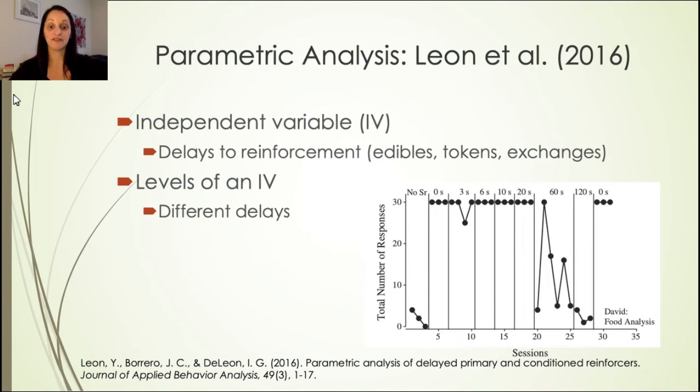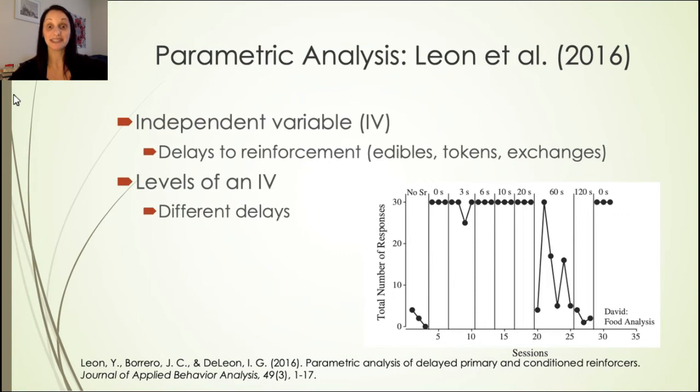And then here is a figure from the paper, from the food analysis. Sessions are on the x-axis, and the number of responses is on the y-axis. In the no reinforcement baseline, where responding did not produce reinforcement, we saw really low rates of responding, which is unsurprising. Then their next phase was a 0-second delay, which means that responses produced immediate contingent reinforcement. We got 30 responses there. And then they went to a delay of 3 seconds, a delay of 6 seconds, a delay of 10 seconds, and a delay of 20 seconds. And those delays still maintain really high frequencies of responding.